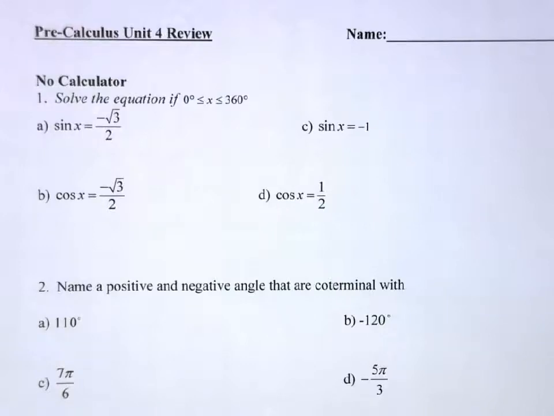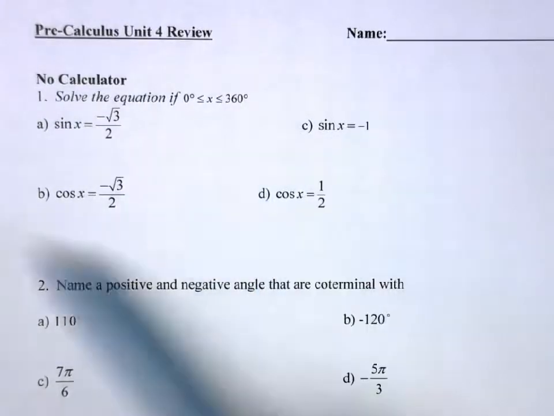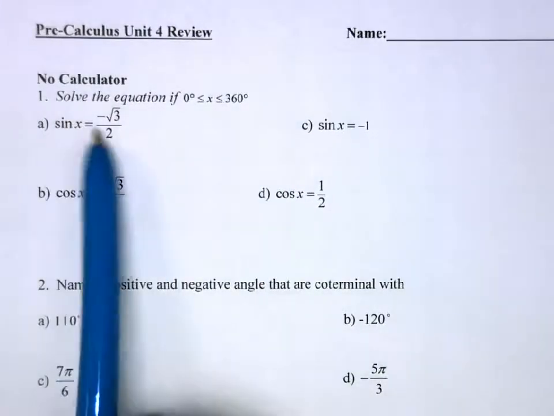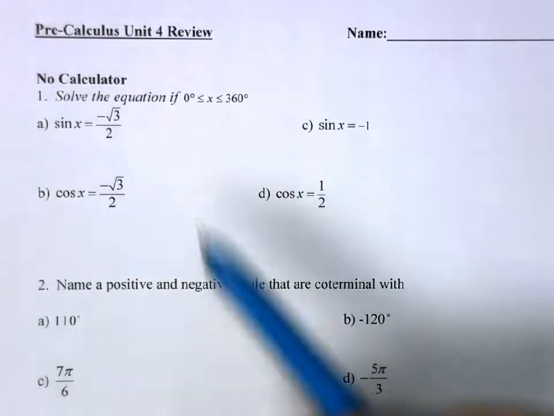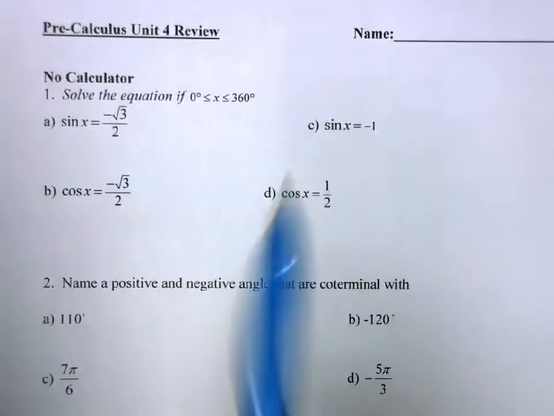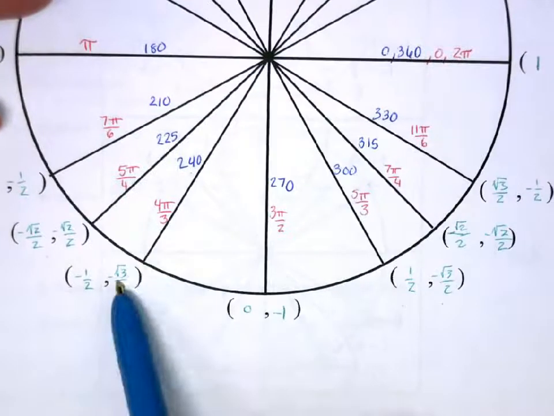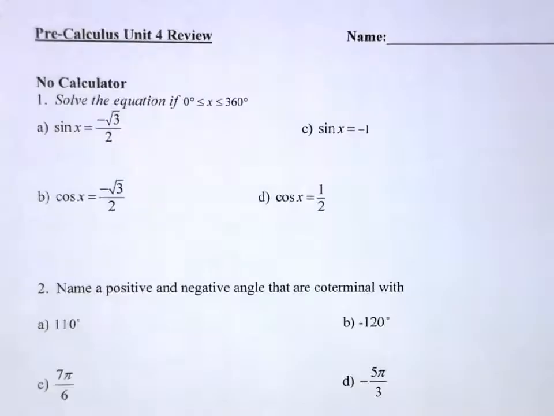Today I'll be going over your Unit 4 review in pre-calculus, the no calculator portion. So this first part, we are solving from 0 to 360, so that's going to be on the unit circle, where these trig functions are the specific values. On the unit circle, sine is our y values, and cosine is our x values. The first one, we're looking for where y is negative root 3 over 2. That's going to be down at the bottom of the circle here and here at 240 and at 300.